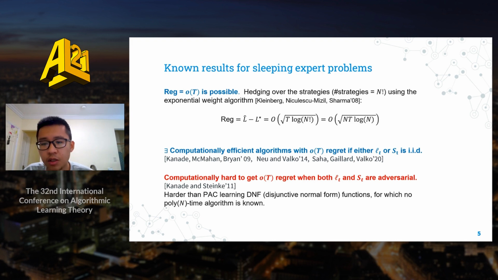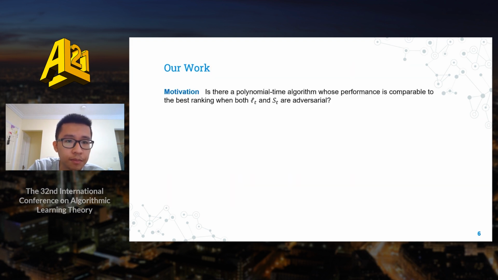Because of this negative result, there has not been much result about learning in adversarial sleeping experts, and this indeed motivates our work. Our motivation is the following question: is there a polynomial time algorithm whose performance is comparable to the best ranking when both the losses and available action sets are adversarial?